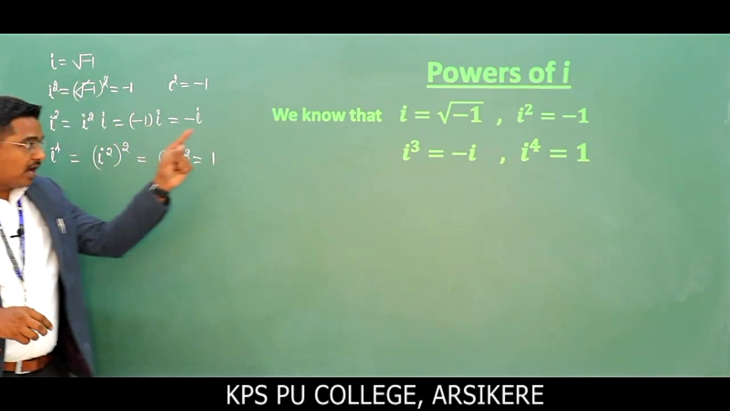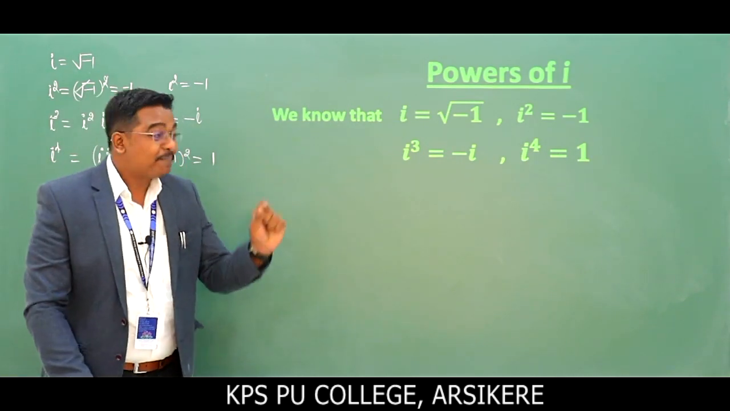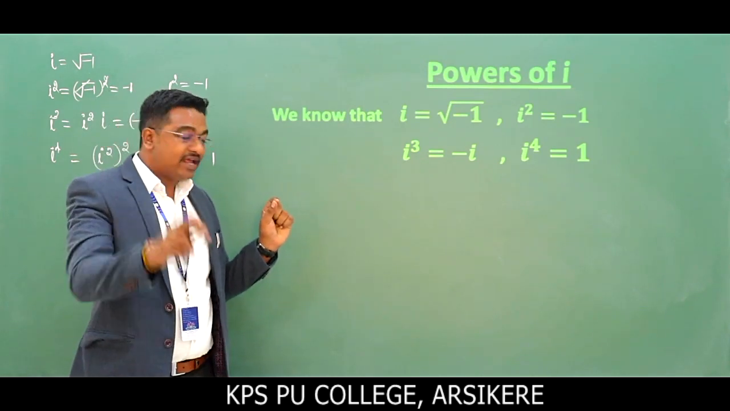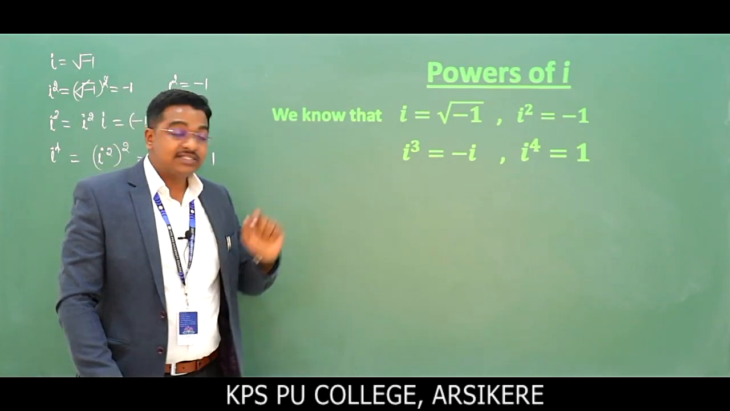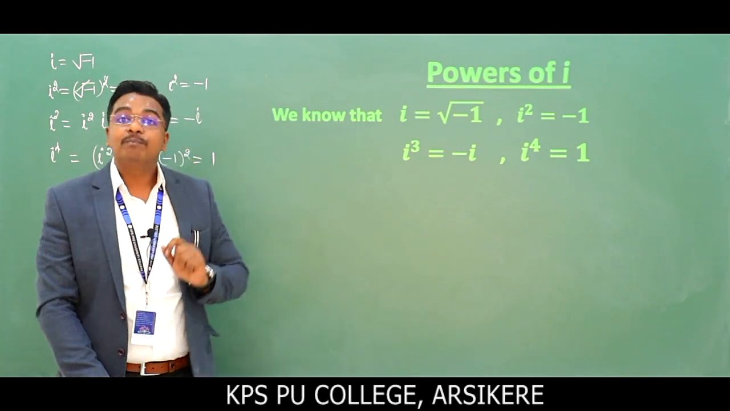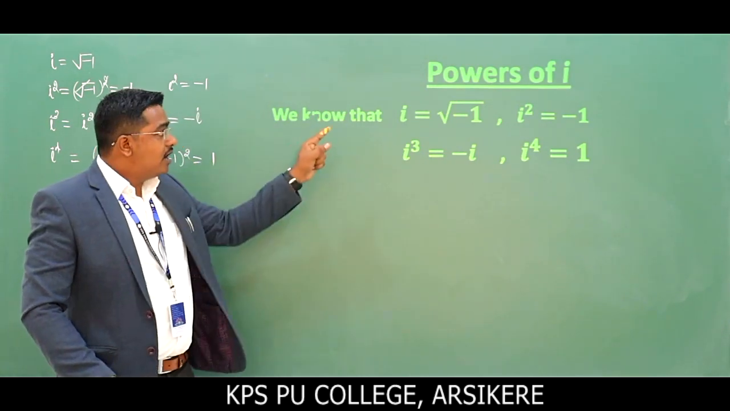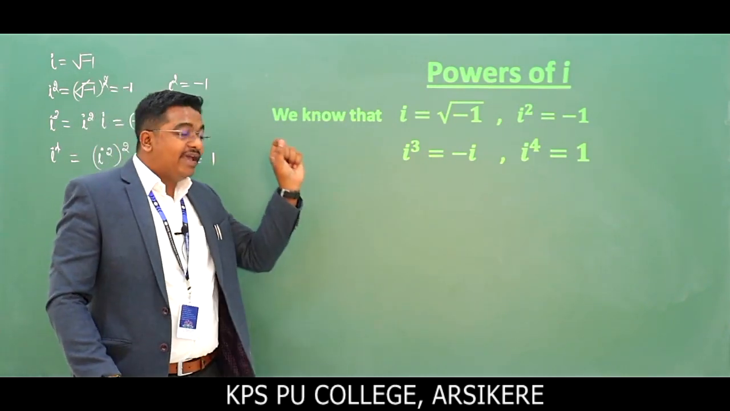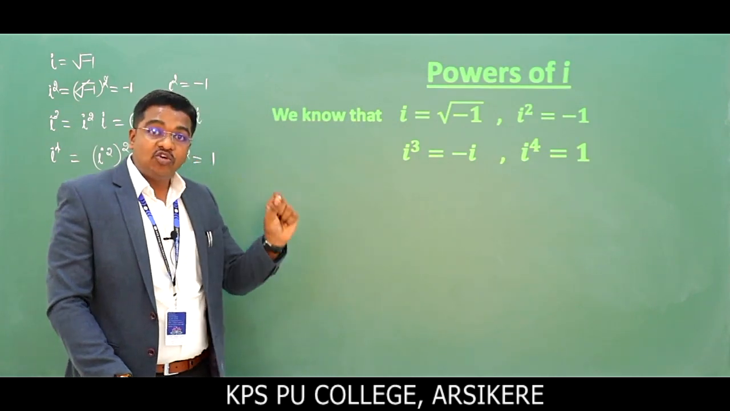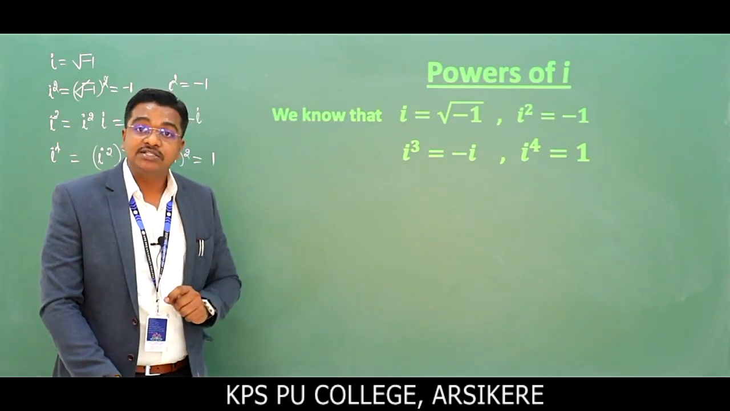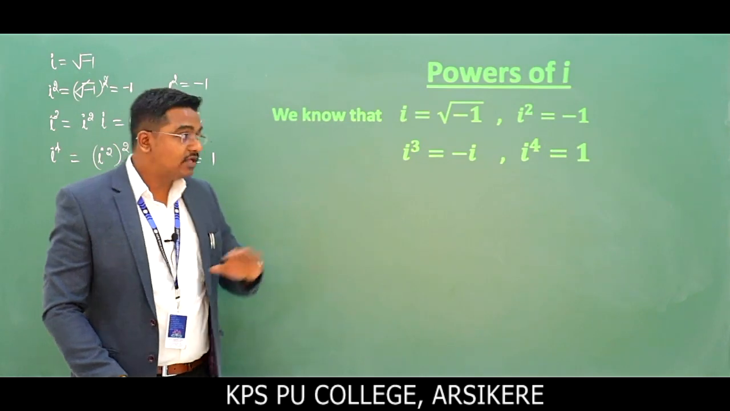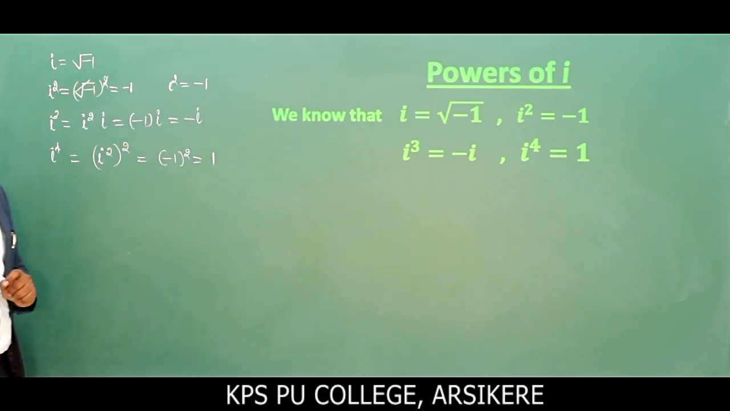I repeat again. i is equal to square root of minus 1. i square is minus 1. i cube is minus i and i power 4 is equal to plus 1. Okay. These are the cases. Please note it down.